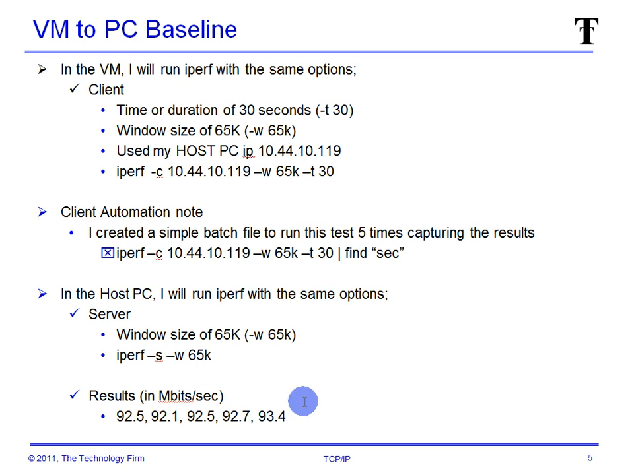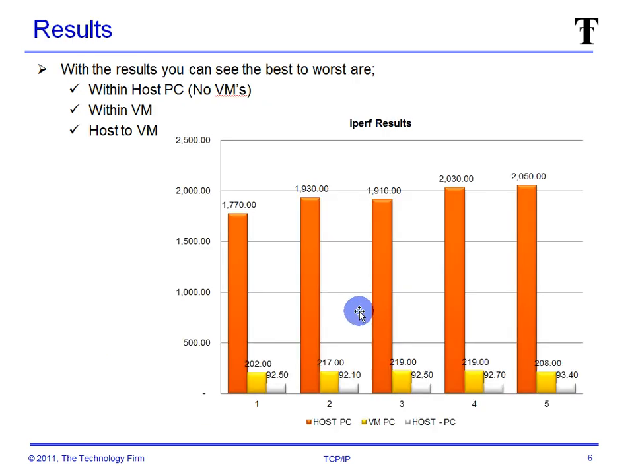So the next slide is going to be a review of all the results in case you're much like myself and you need to see it all on one screen. Here you go. And you can see I've got within the host PC with no virtual machines, within a virtual machine, and then again the host PC to the virtual machine. And you can see it went from 1.7 gig all the way down to 92 meg.